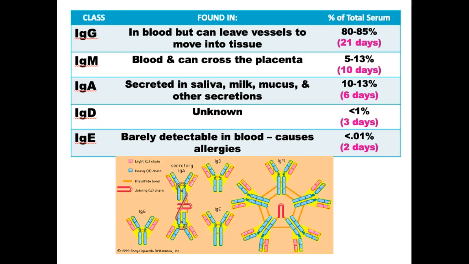IgE, I'm skipping one you can see, is barely detectable in blood because it causes allergies. I'm going to come back to that in just a second. IgD is actually unknown. They don't really know where it's found, if it's limited to a certain area in the bloodstream. They know it only lasts about 3 days if they're produced, and they make up less than 1% of that total blood serum.